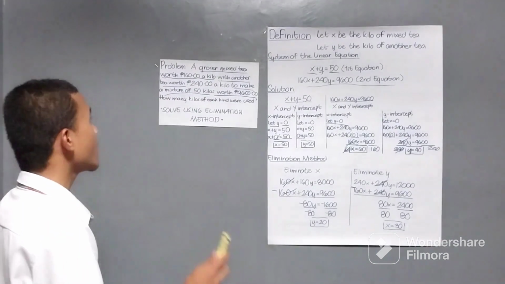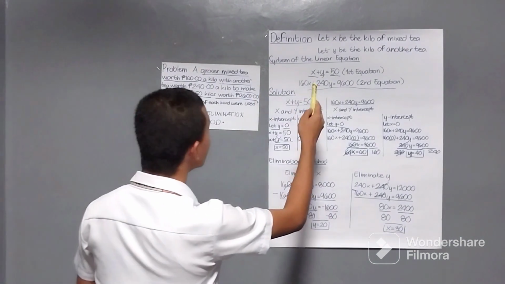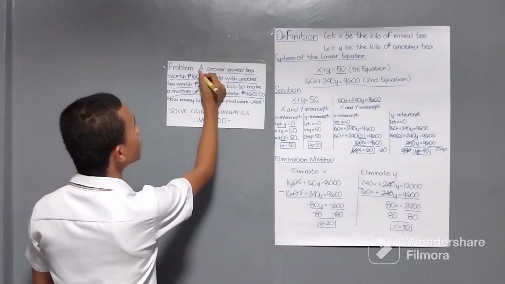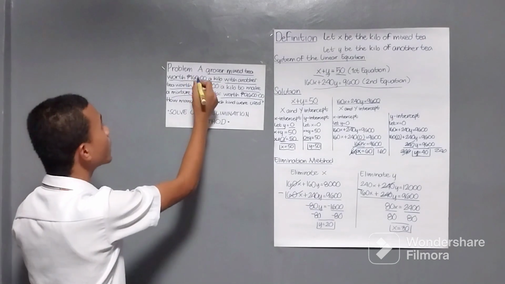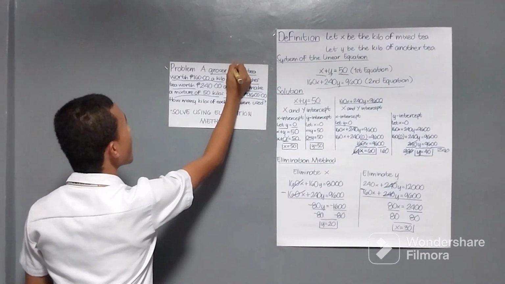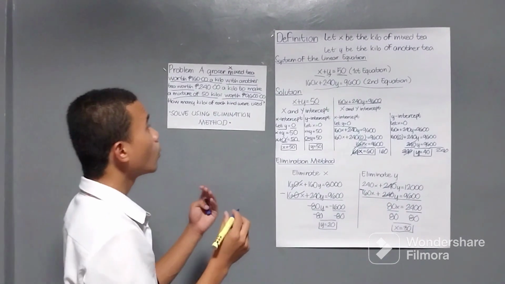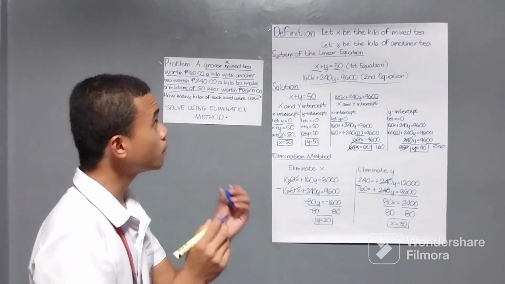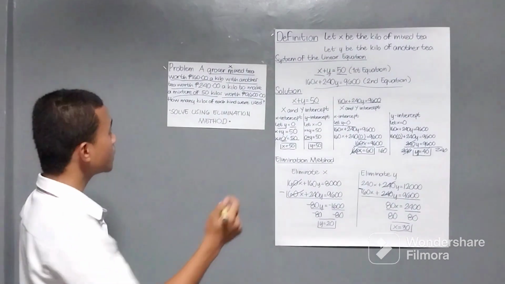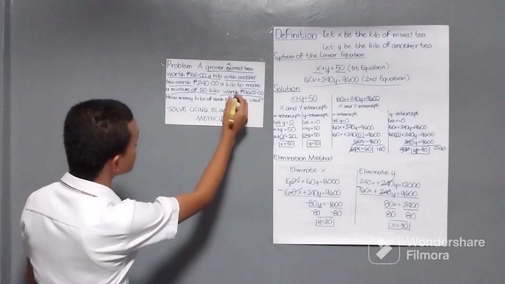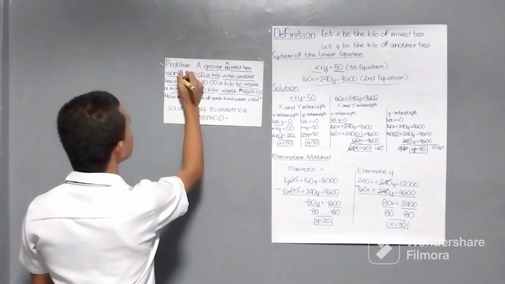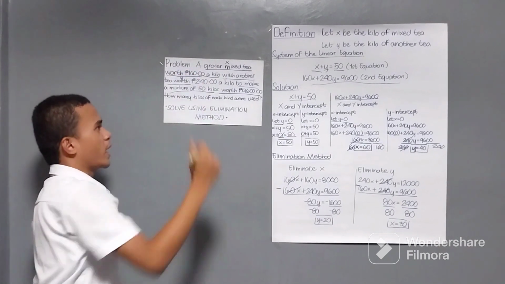So what are we going to let x be? That would be the kilos of the first tea. How? It's stated here in the first sentence, a grocer mixed tea worth 160 pesos a kilo. So this would be our x. Now for y, we're going to let y be the kilos of the other tea. It's stated here in the second sentence, with another tea worth 240 pesos. So that would be our y.